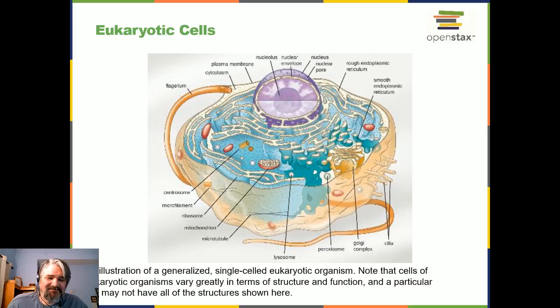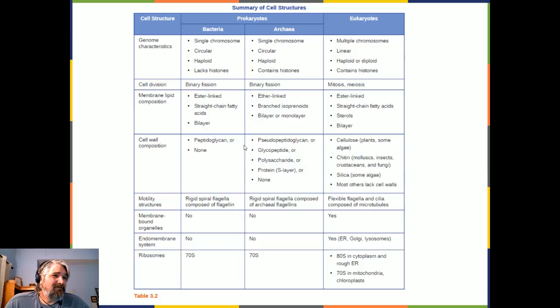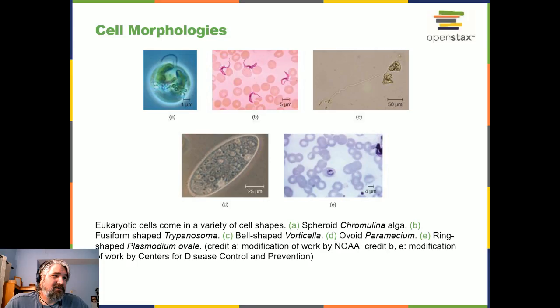Okay, so summary of cell structures. Remember, bacteria and archaea tend to be in the one micrometer range. That's funny, it's a capital M like molar; it should be a lowercase m. And then eukaryotes range up to 20 micrometers, so roughly a factor of 10 plus. Prokaryotes have a high surface area to volume ratio. Eukaryotes have a low one, and prokaryotes have no nucleus. Sorry, we just went through this, didn't we? Yes, we did.